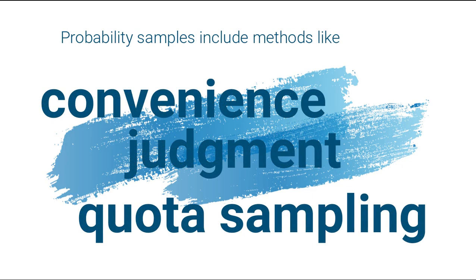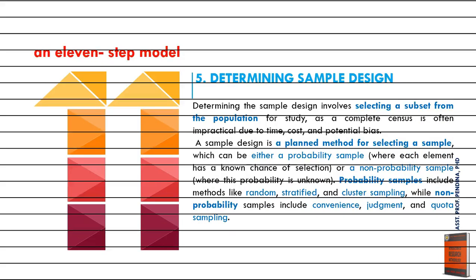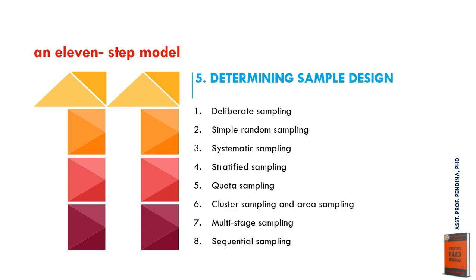So for more detail, we are going to learn and discuss in class about what is random, stratified, and cluster sampling, as well as convenience, judgment, and quota sampling. Okay, in determining the sample design, you need to consider types such as deliberate sampling, simple random sampling, systematic sampling, stratified sampling, quota sampling, cluster sampling, and area sampling, or it can be multiple-stage sampling and sequential sampling, whatever. We will discuss more in the class.